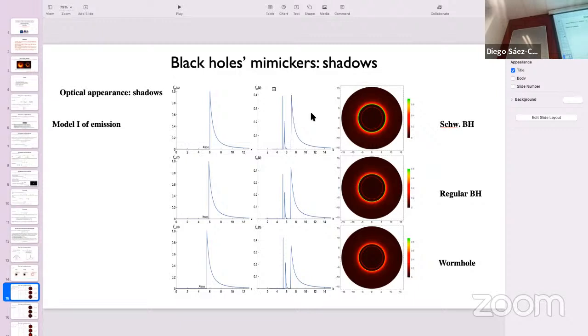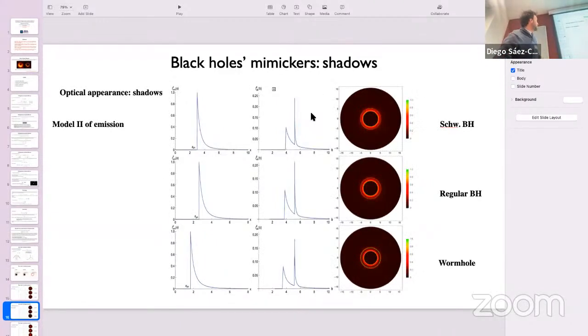For the regular one, you have a very similar picture. While for the wormhole, for the same intensity profile, the intensities are a bit different, due to what I was explaining before, the difference in the ranges of the different emission that you are going to collect in your screen. If you go to the second model of emission, the second profile, what you obtain is something similar. Actually, the Schwarzschild and the regular black hole are very similar between them.